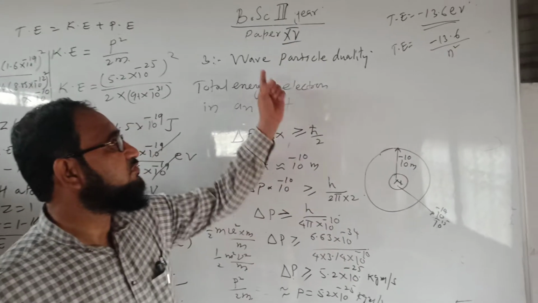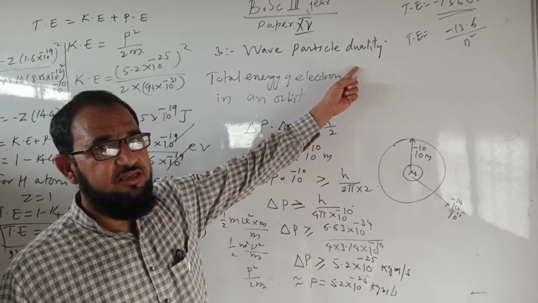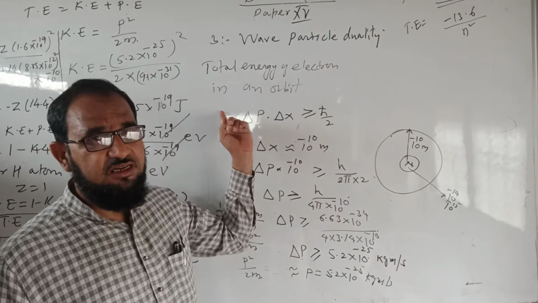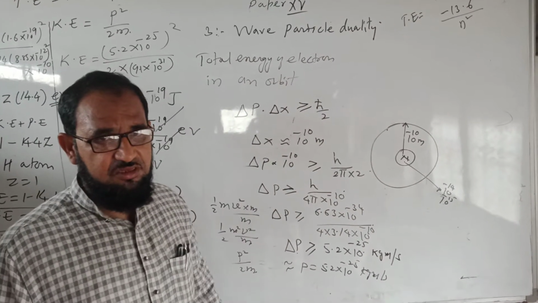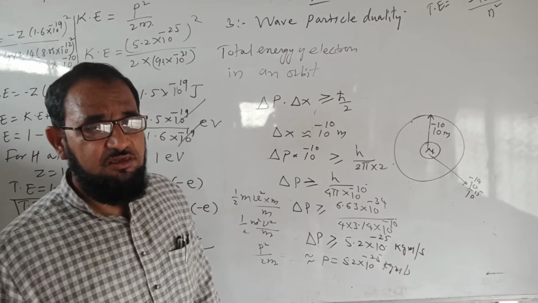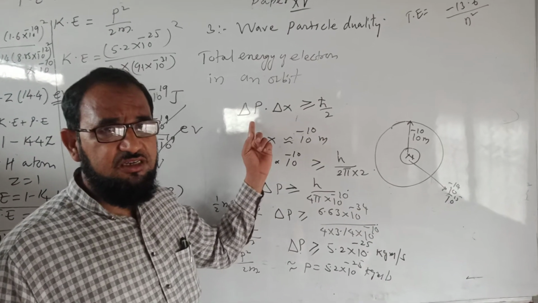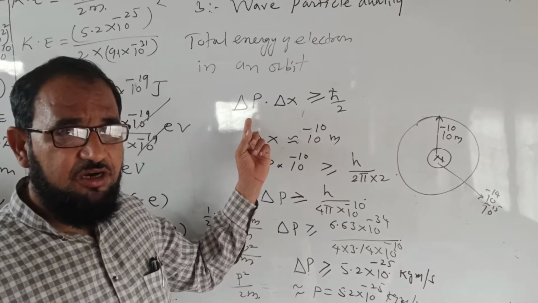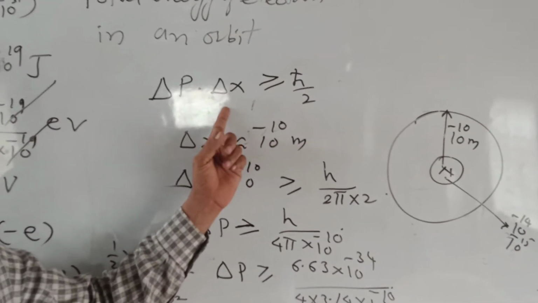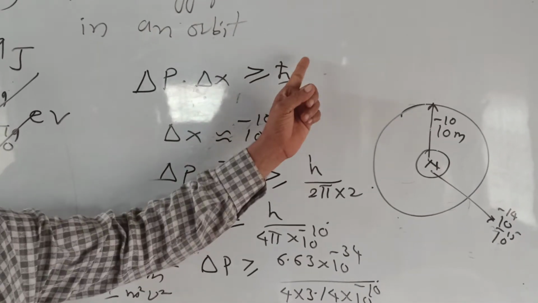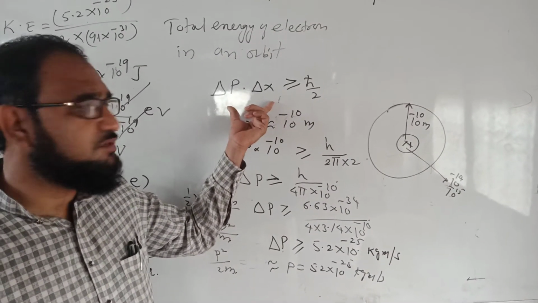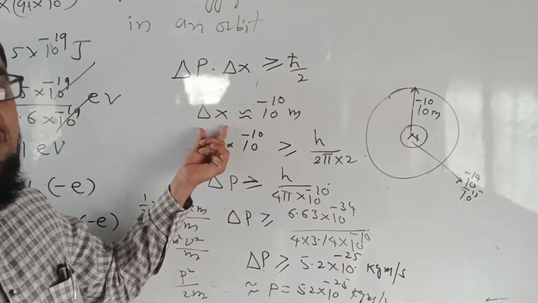My topic is wave particle duality, and today we are going to study the total energy of the electron in an orbit of an atom using Heisenberg's principle. We studied Heisenberg's principle, and it states that the product of the uncertainty in the momentum and the uncertainty in the position should be greater than or equal to h cross upon 2.